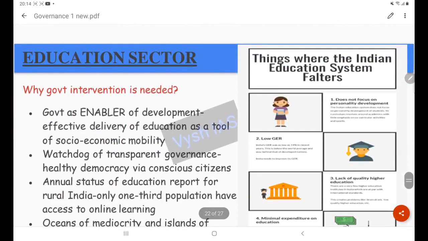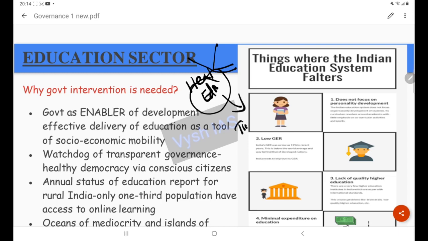Next is the education sector. So till now we have completed the health sector. Now moving on to the education sector. In the health sector we followed the dimension approach. In the education sector we can learn it in a new approach. Here I will be using a timeline-like approach.